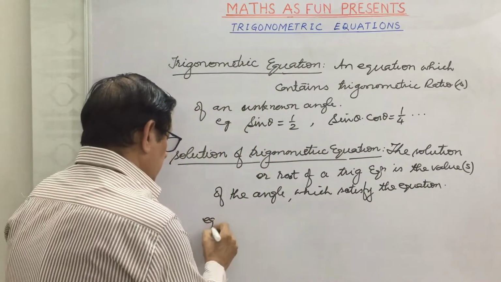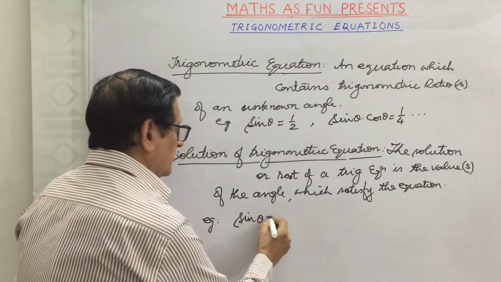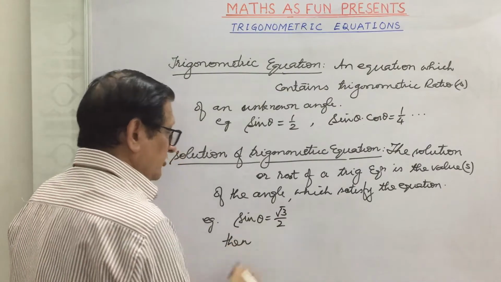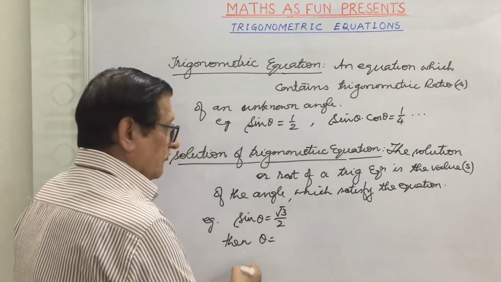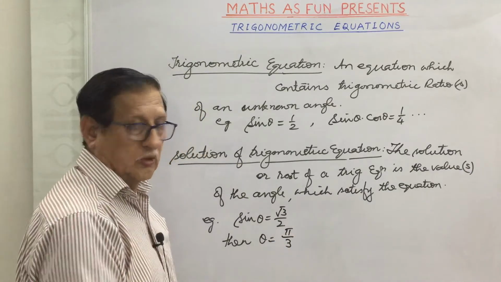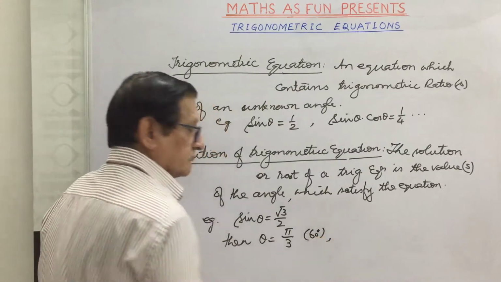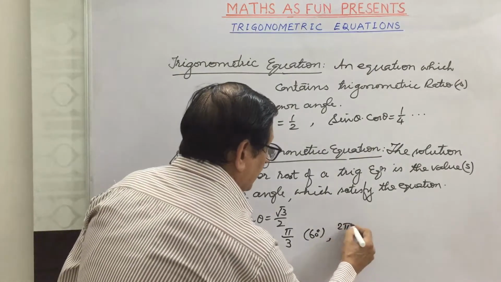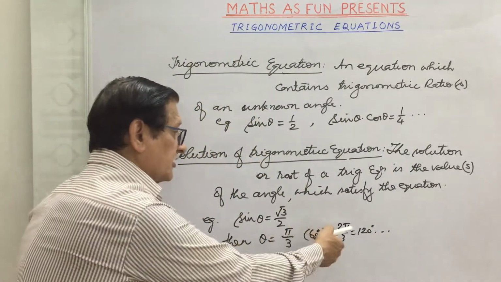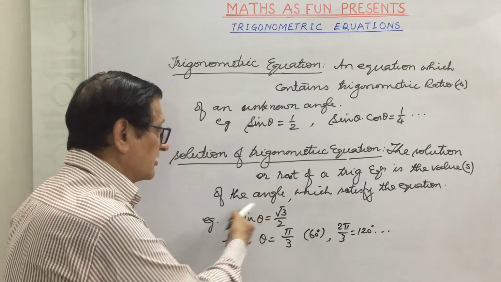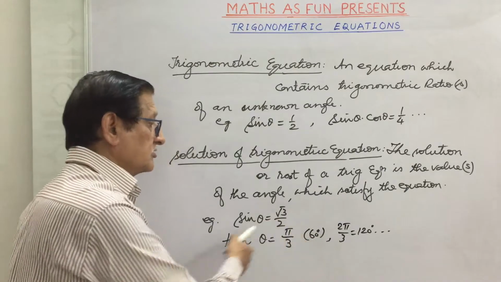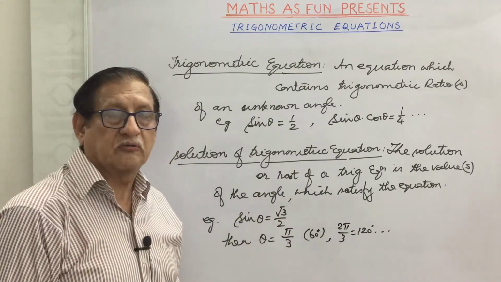For example, suppose we have sin theta equal to root 3 by 2. Then the values of theta, which is one is pi by 3, or we say 60 degree. Another is 2 pi by 3, or we say 120 degree, and so on, are the values of theta which satisfy this particular equation sin theta equal to root 3 by 2. And they are the solutions or the roots of the trigonometric equation.